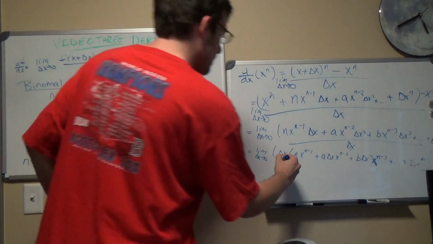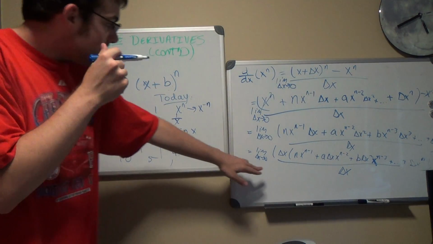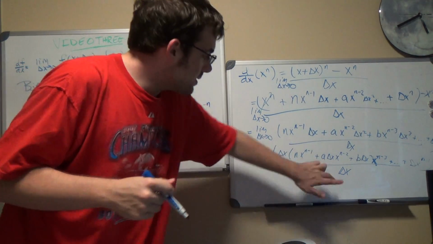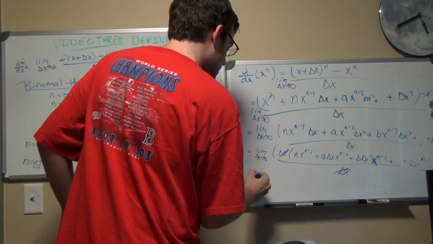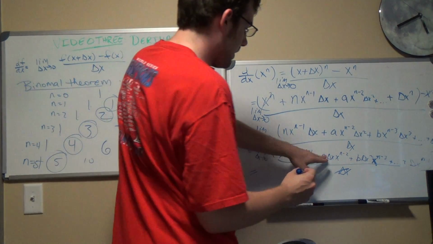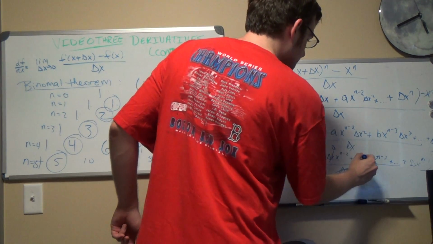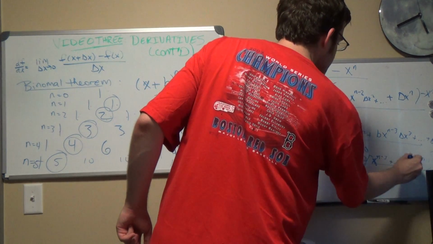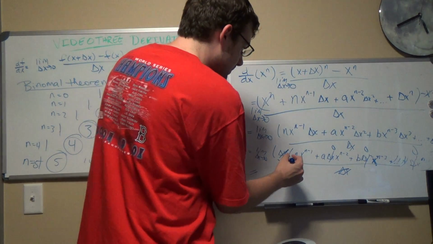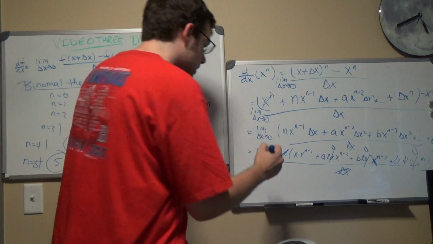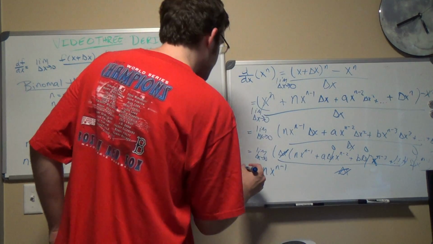So we divide by delta x. We can get rid of these delta x's just like we did in the first video. And we can get rid of these delta x's as well. This becomes 0, this becomes 0, this becomes 0, and all these delta x terms become 0. So we end up with just one term, n x to the n minus 1.